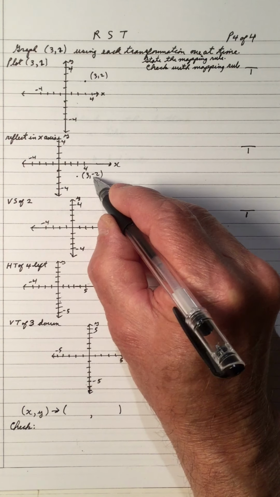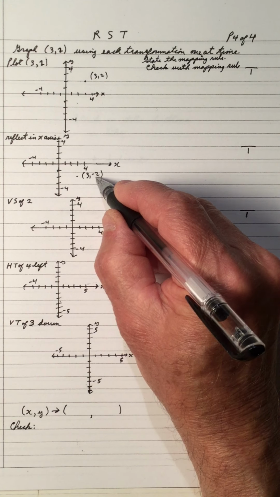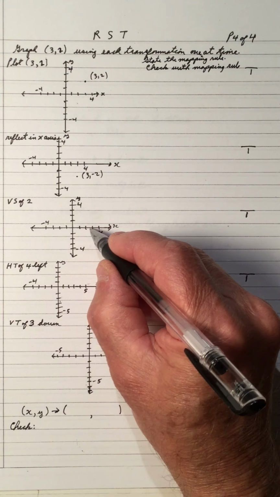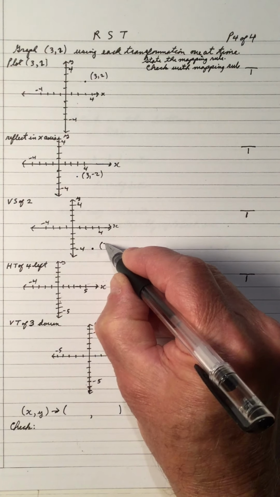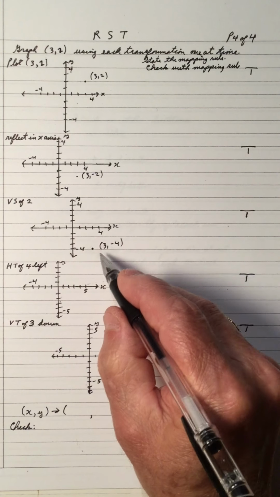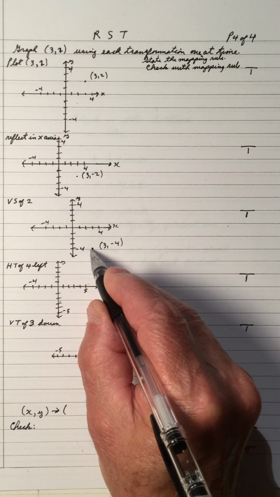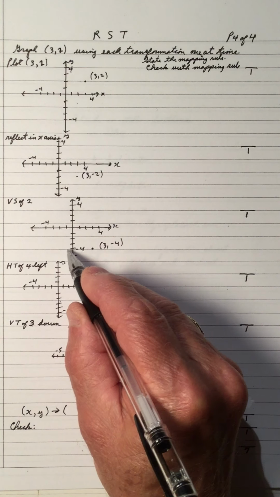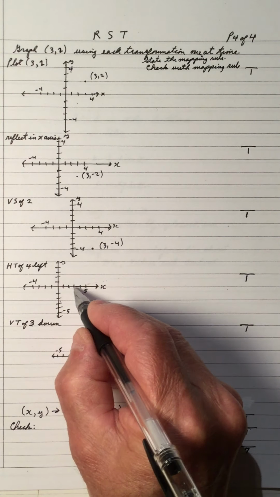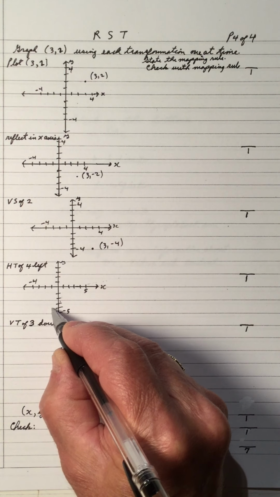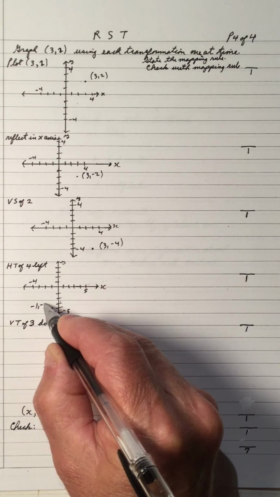Now we're going to take this point, and we're going to do a vertical stretch of 2. So we're going to multiply the y value by 2. So that gives me 3, negative 4. So the y value is stretched, multiplied by 2, but not the x. Then we're going to move it 4 units to the left. So take this point and move it 4 units to the left. 1, 2, 3, 4. So it's negative 1, negative 4. So that becomes negative 1, negative 4.